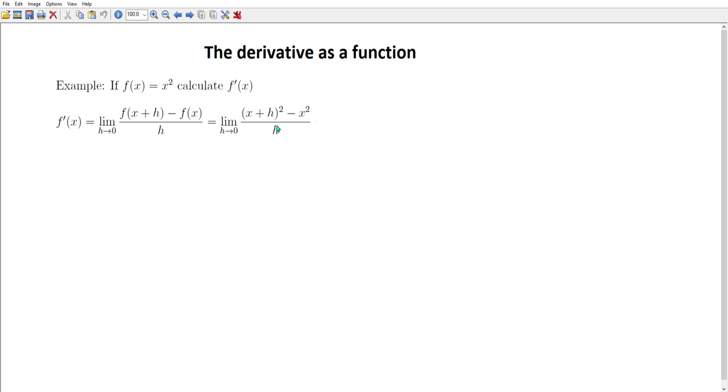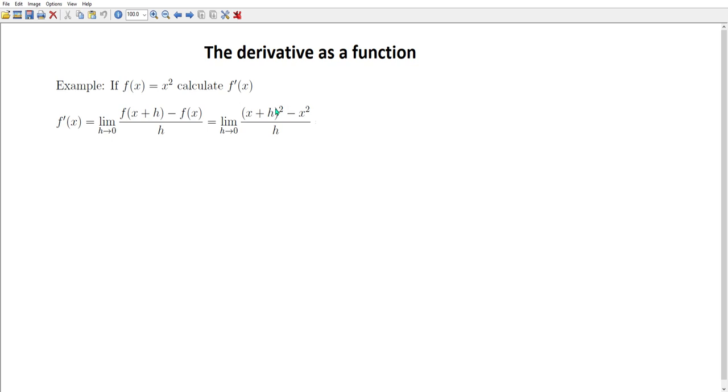Oh, important little note here, we actually have to do a calculation here, because if you put in h equals 0, what you're going to get on the top is x squared minus x squared, which is 0, and 0 on the bottom, 0 over 0 indeterminate form. So we actually have to do something here. Now what we have to do, however, is actually pretty easy.